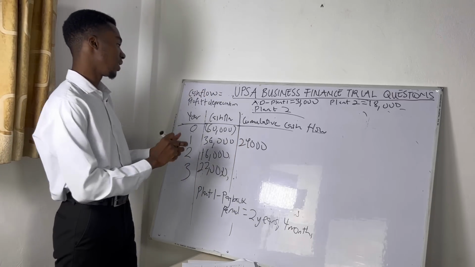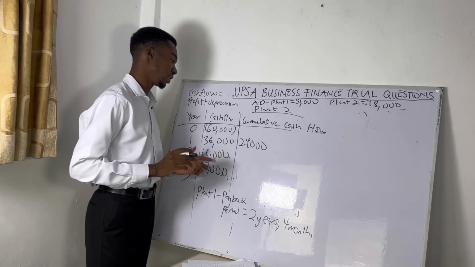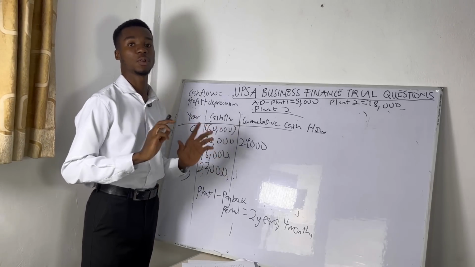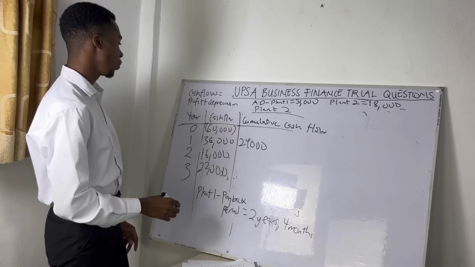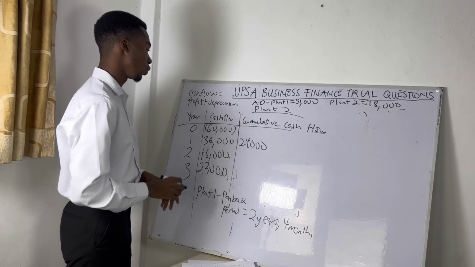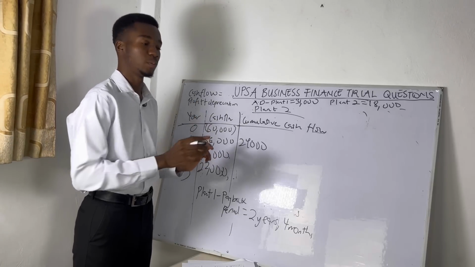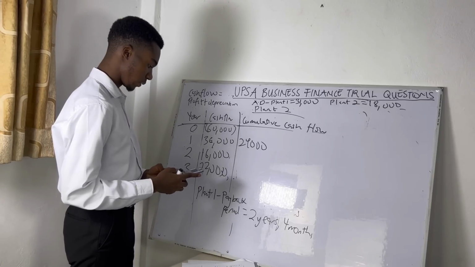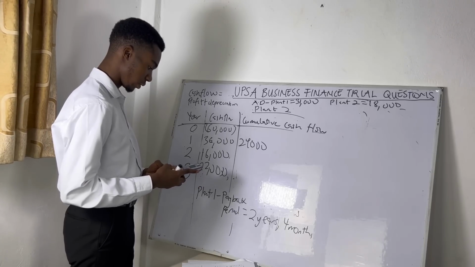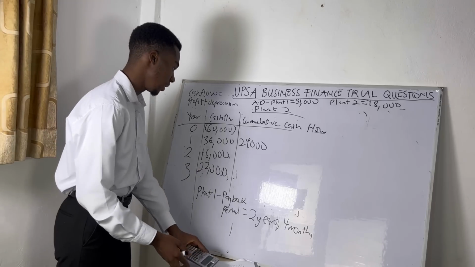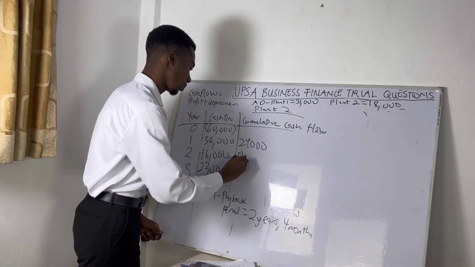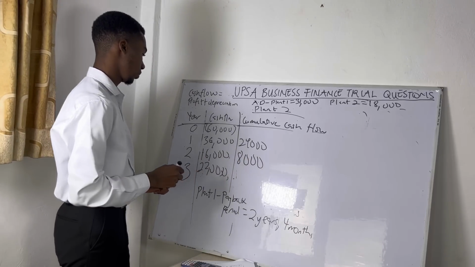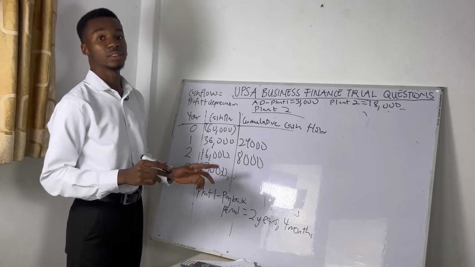So meaning that out of the 60,000 cedis, we've paid 36,000. Now it's left 24,000 for us to recover our money. Now year two, we also got 16,000. So we'll take the 16,000 from how much we are left to pay, which is 24,000. So it's going to be 24,000 minus 16,000. We are getting 8,000. So now it's left with 8,000 for us to pay.